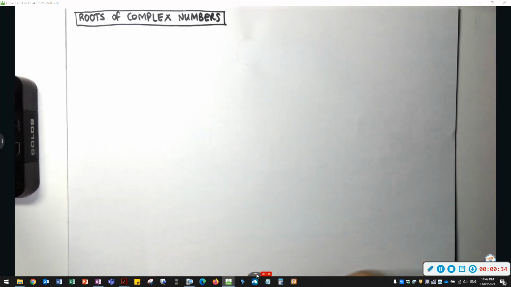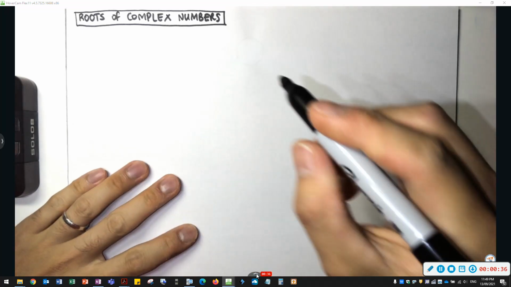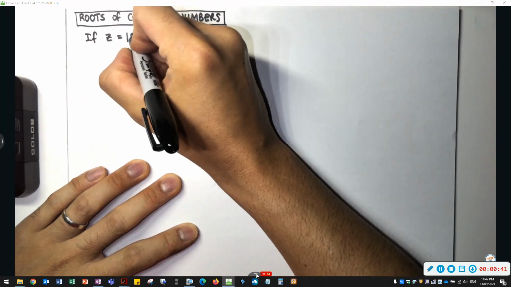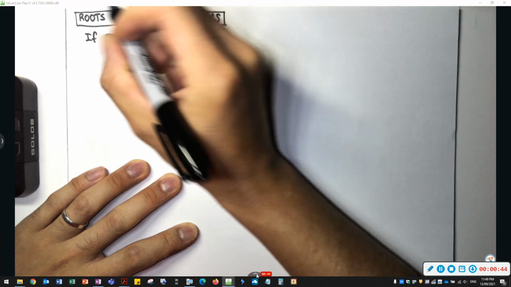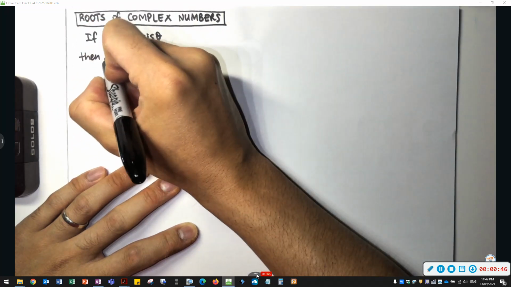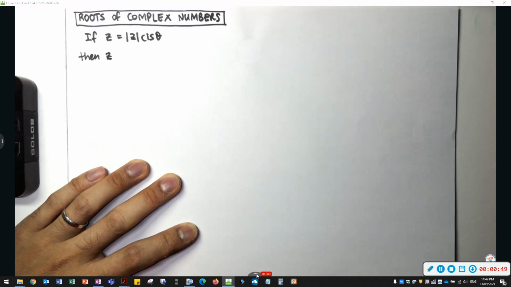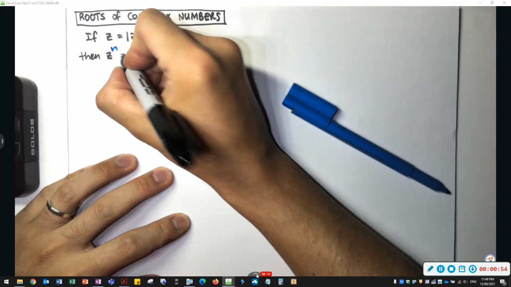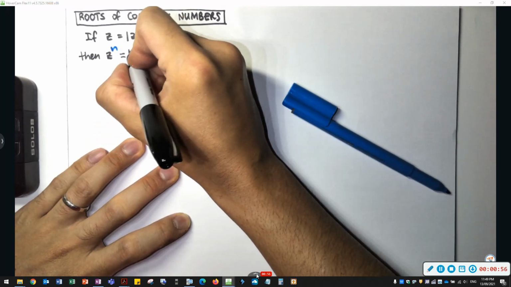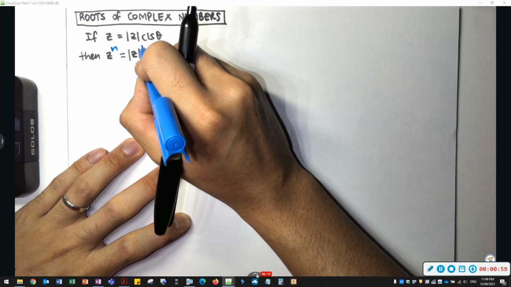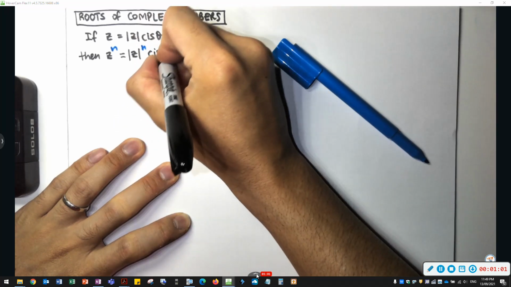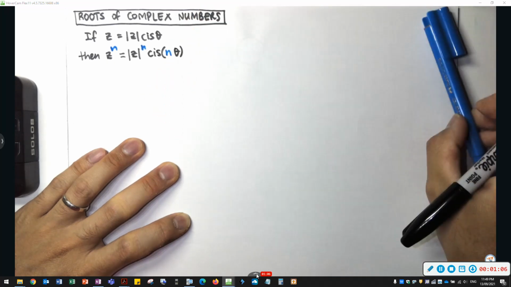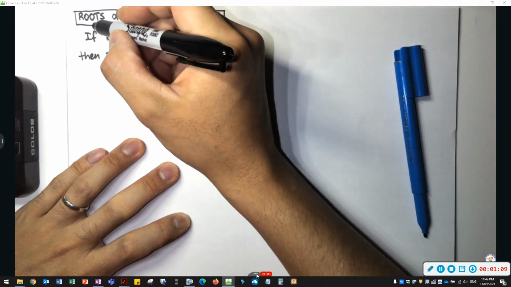Just quickly remember the theorem for de Moivre's theorem, which we write: if z equals modulus of z cis theta, then z to the n equals the modulus of z to the n, and then cis n theta. Alright, so you should be able to recite that, and it is in the formula sheet as well if you need to refer to it.